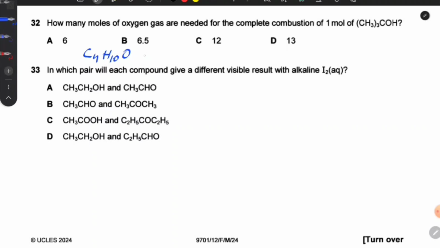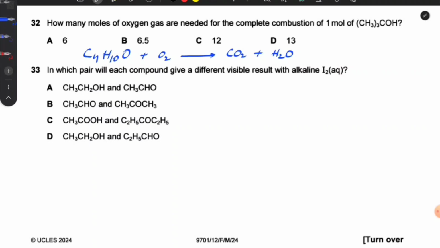And if you react this 1 mole of tertiary butanol with oxygen, because it is complete combustion, definitely you will get carbon dioxide and water. If there will be incomplete combustion, then obviously we will get carbon or carbon monoxide along with carbon dioxide. So this is complete combustion of tertiary butanol.